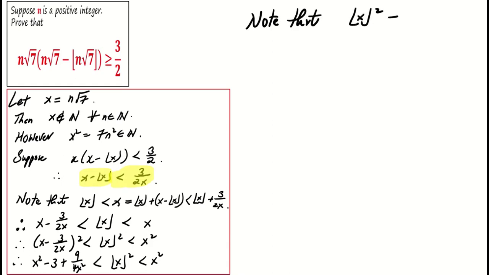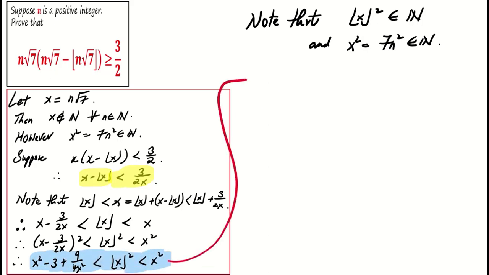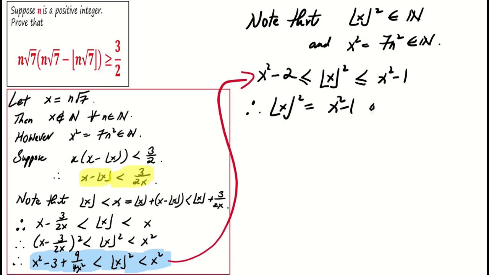Since both the square of floor of x and the square of x are integers, from the previous calculation it follows that x squared minus 2 is less than or equal to the square of floor of x, which is less than or equal to x squared minus 1. This means that the square of floor of x can only be x squared minus 1 or x squared minus 2. We will show that neither is possible by considering numbers modulo 8.